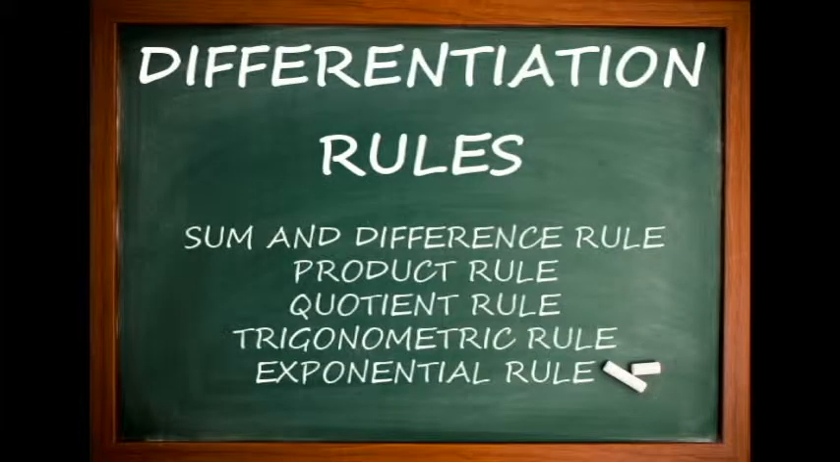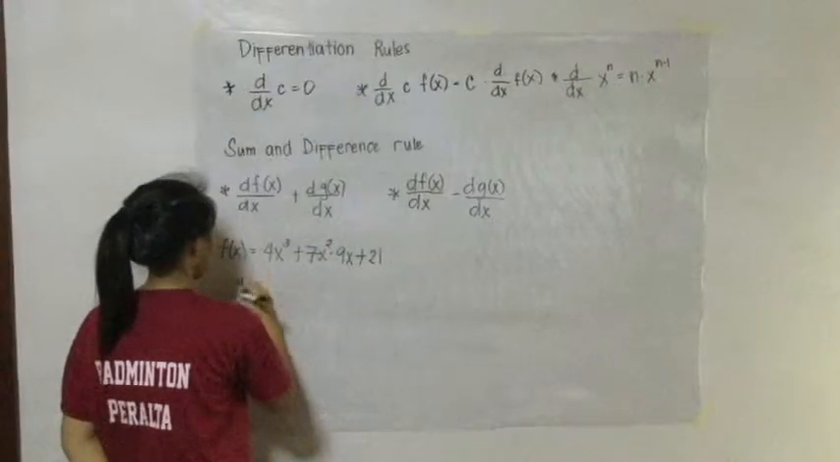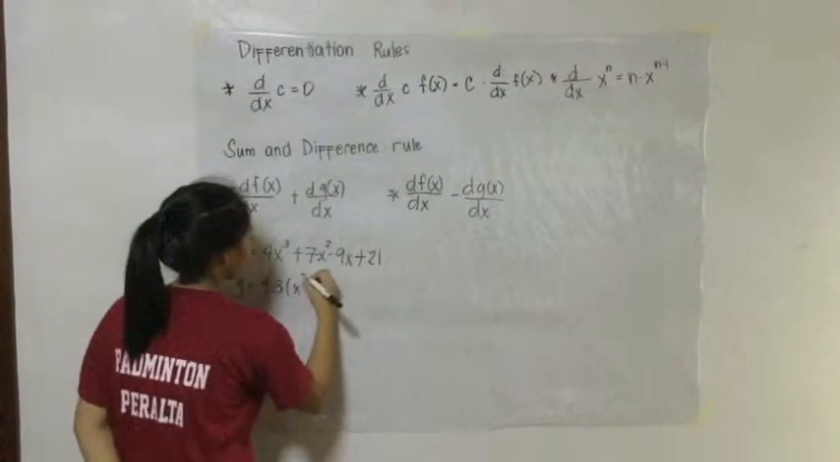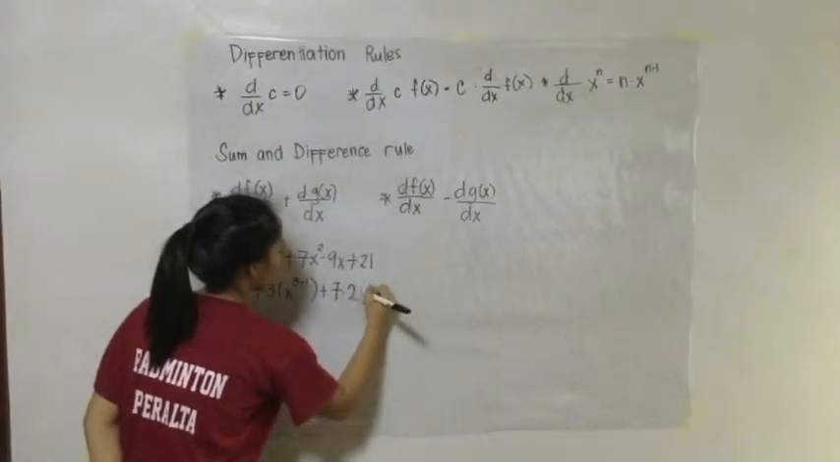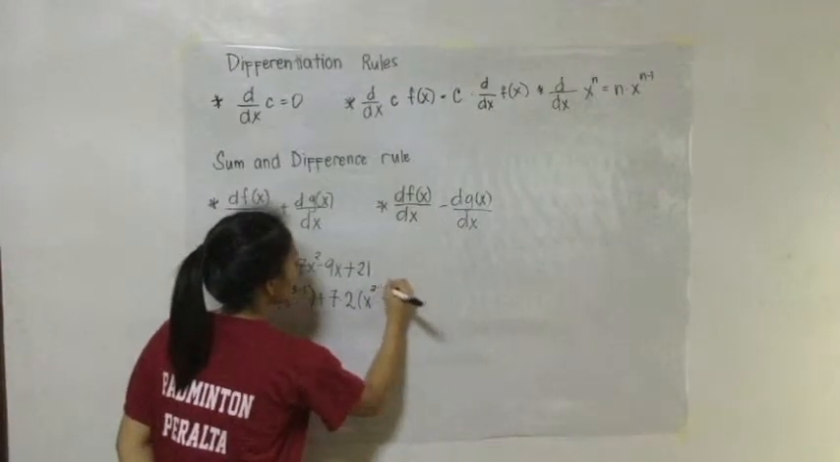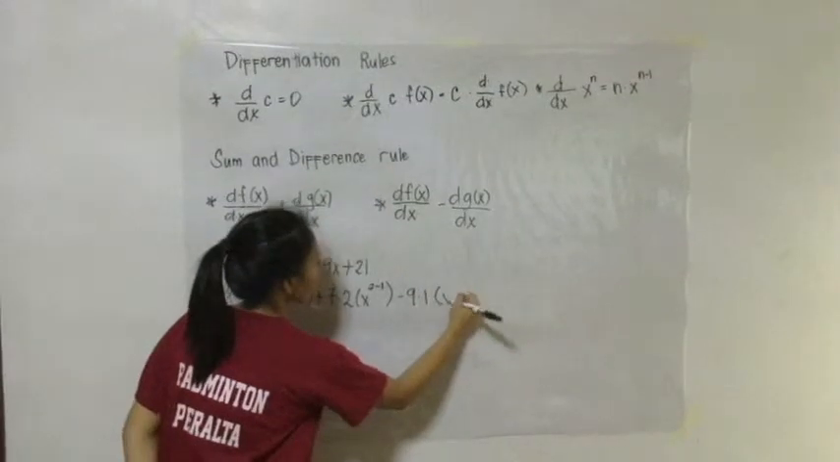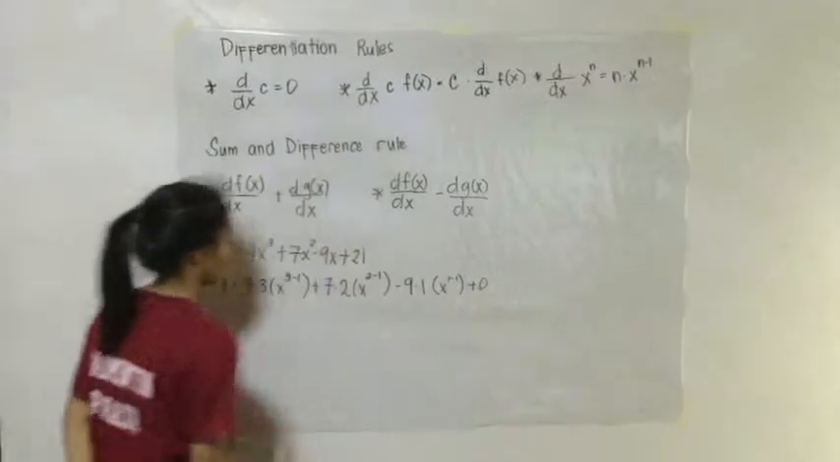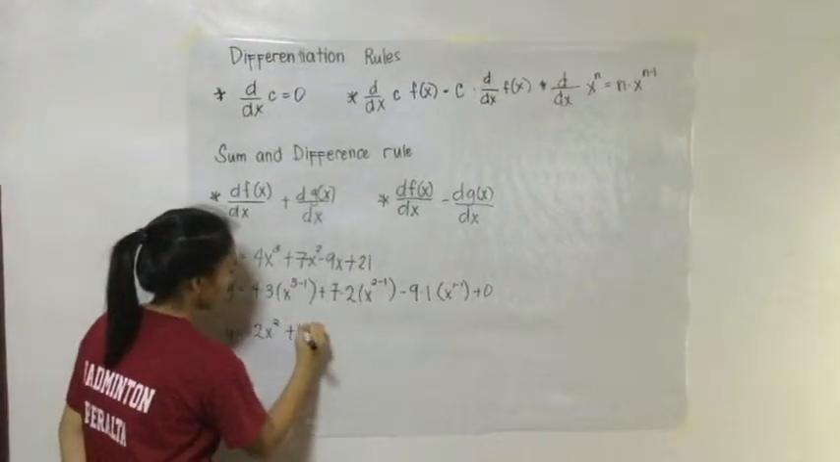Sum and difference rule. For example, f of x is equal to 4x cubed plus 7x squared minus 9x plus 21. Y prime is equal to 4 times 3x raised to 3 minus 1 plus 7 times 2x raised to 2 minus 1 minus 9 times x raised to 1 minus 1 plus 0. Y prime is equal to 12x squared plus 14x minus 9.